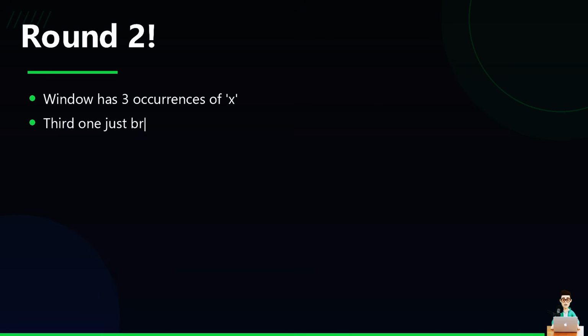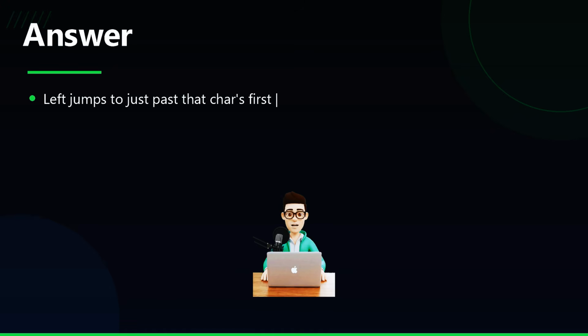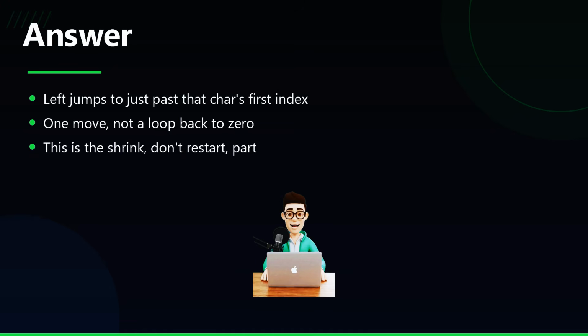Round 2, your window just hit a third occurrence of some character, breaking the 2 occurrence rule. Where exactly does the left pointer jump to fix it? Guess before I answer. Remember, we don't restart from scratch here. Left jumps to one past that character's first occurrence, in a single move. No restarting the scan, that's the whole shrink, don't restart idea.